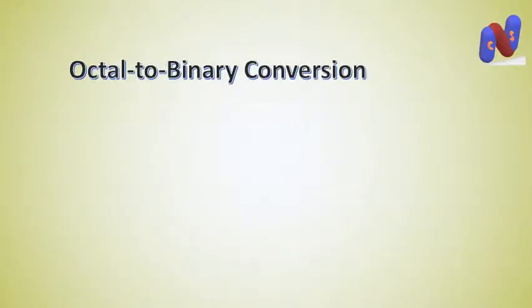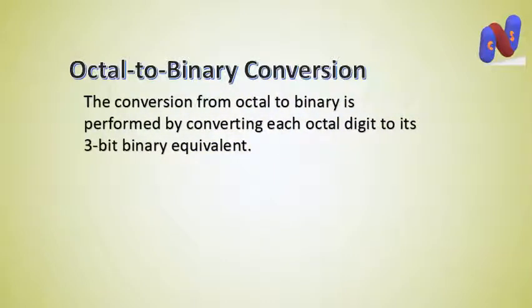Octal to binary conversion. The conversion from octal to binary is performed by converting each octal digit to its 3-bit binary equivalent. As you have learned, in the octal number system we use only 8 digits, from 0 to 7. So for conversion of an octal number into binary, we convert each digit of the octal number system into its equivalent binary, and after that, at last, we group all the numbers to get the equivalent binary number.